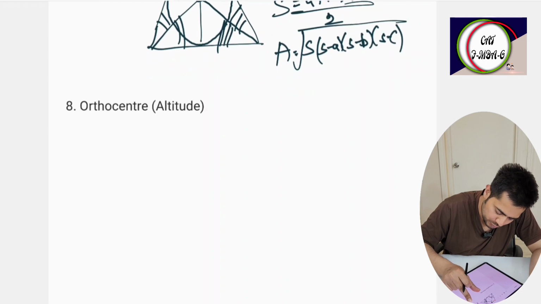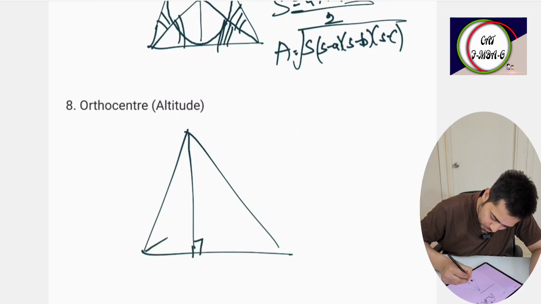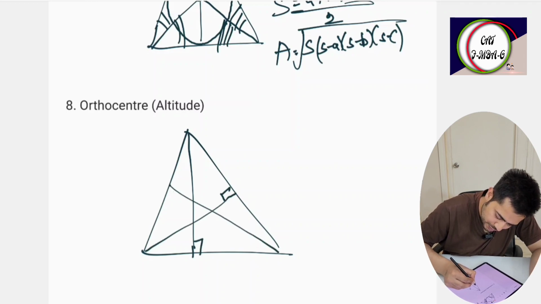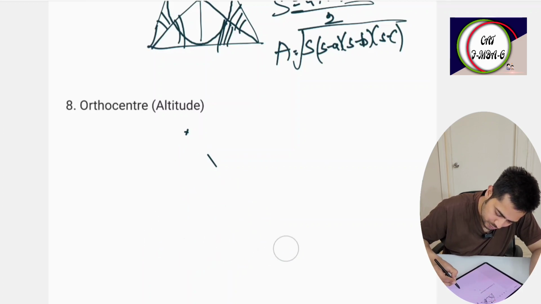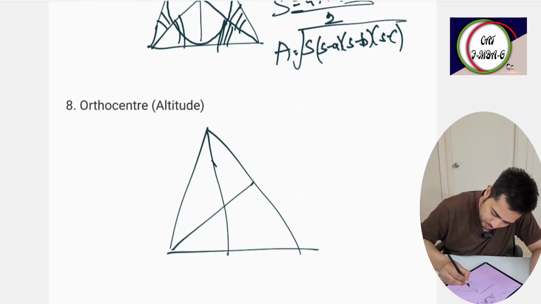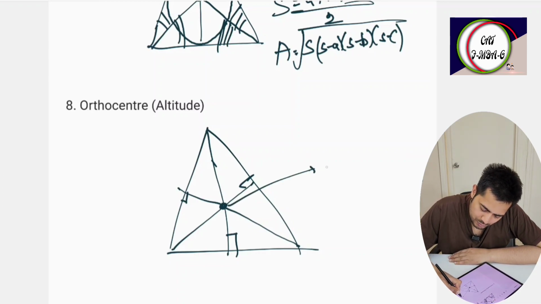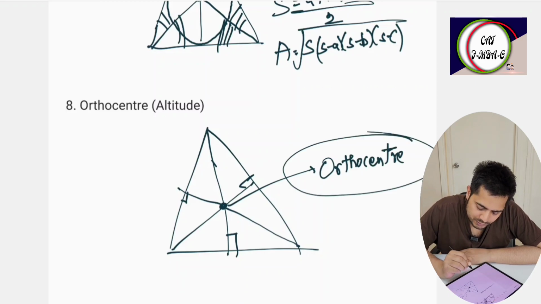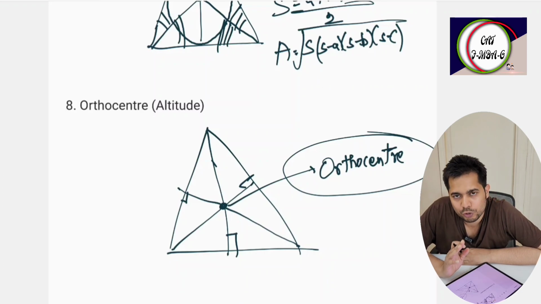Another important thing is the orthocenter. Take a triangle, draw an altitude from each vertex, like this, and this, and this. Okay, an altitude makes 90 degrees. The point where they meet will be known as the orthocenter. The intersection of the altitudes is known as the orthocenter.